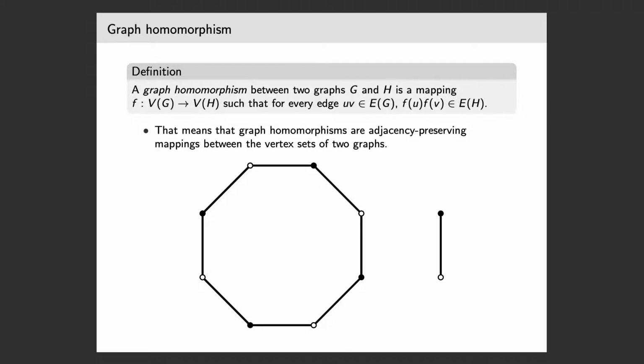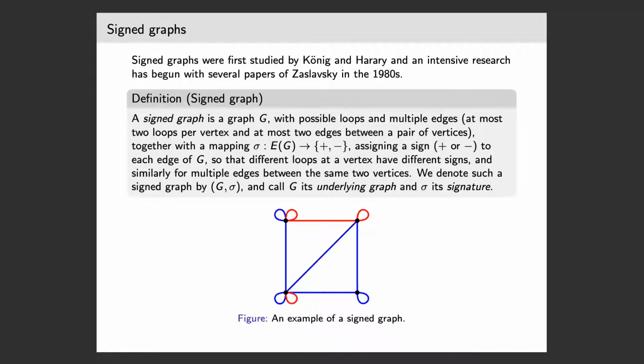In this talk, we are interested in signed graphs. These were first studied by Kőnig and Harary, and intensive research has later begun with several papers of Zaslavsky. A signed graph is a pair composed of a graph G and a signing function sigma, assigning to every edge of G either plus or minus. We call G the underlying graph.